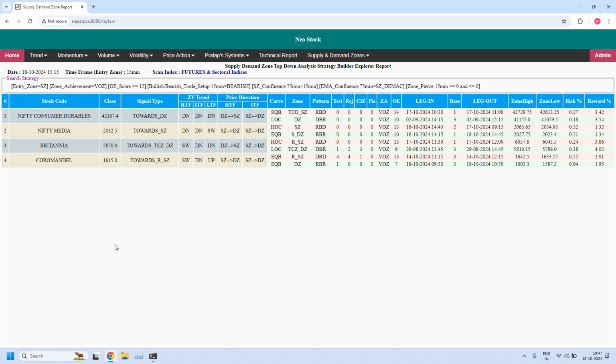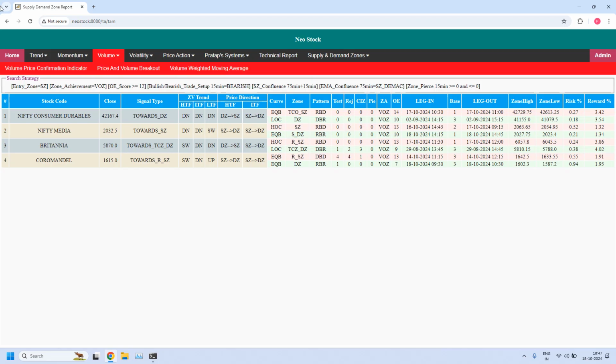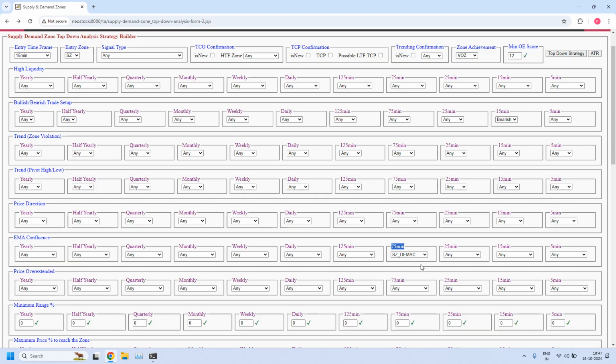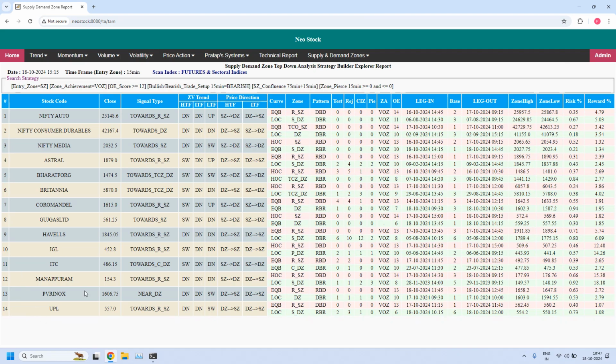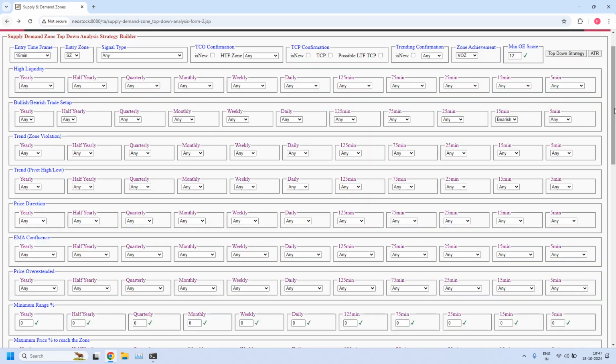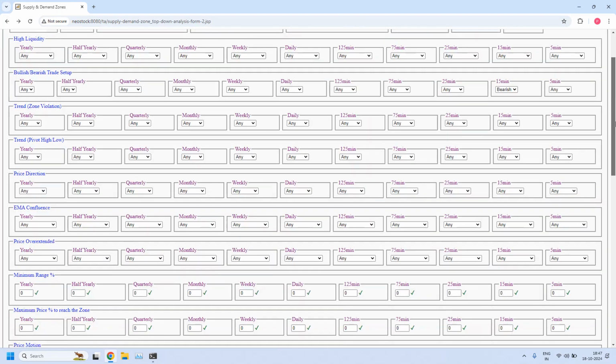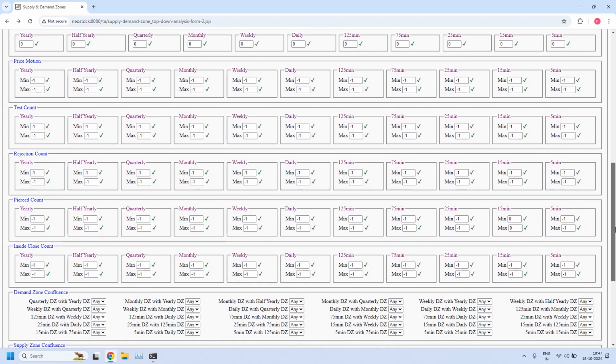Okay, next let us verify LTF, ITF, HTF confluence. Earlier we got 14 stocks without this EMA filter. Let me remove EMA. We got 14, right? Let me check. Yes, we got 14. Of these 14, how many support even HTF confluence? That is LTF, ITF, HTF supply zone confluence.